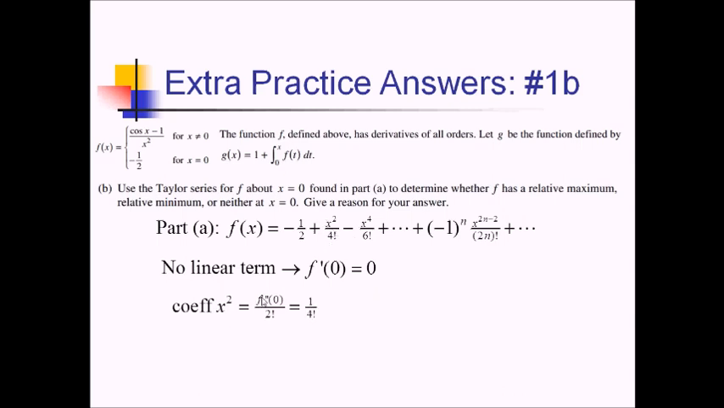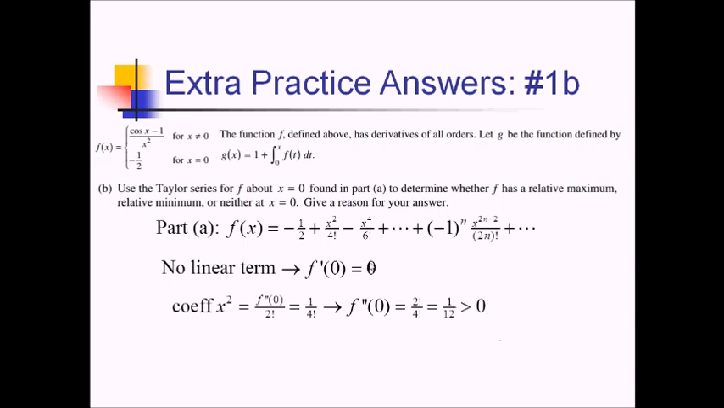So to get f double prime of 0 by itself, I need to multiply both sides by 2 factorial. 2 factorial over 4 factorial, that's really 2 over 24, which is 1/12. The important piece of this, though, is that this is a positive number.